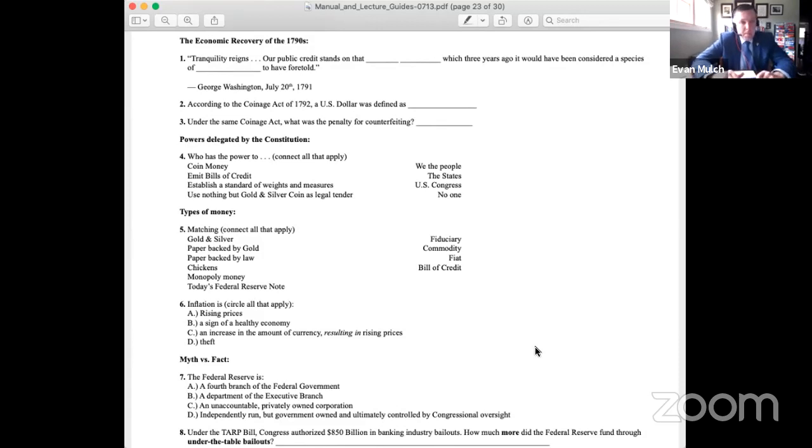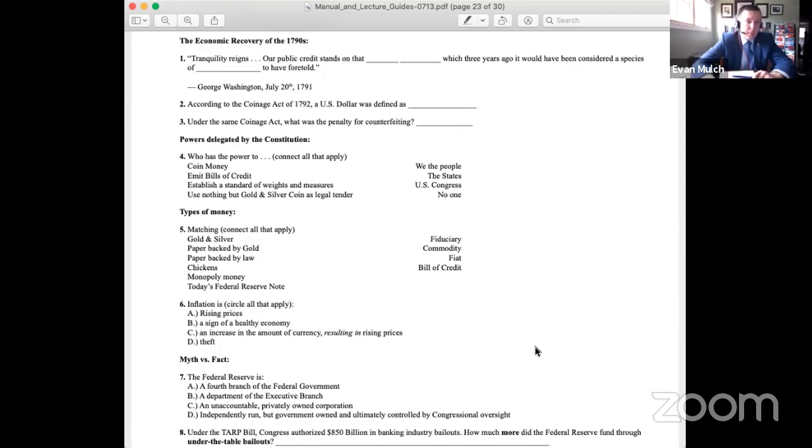Okay, and that just goes to show, according to George Washington, money was very important. It was important to have it to where people could trust the monetary system, and that's what's so important in our American system that we've lost today.